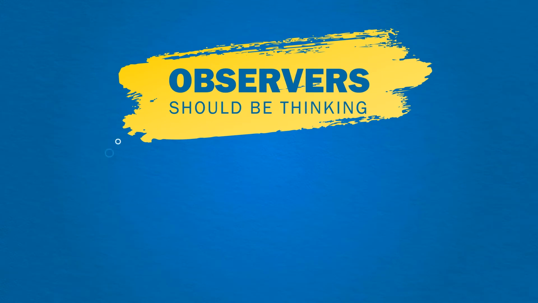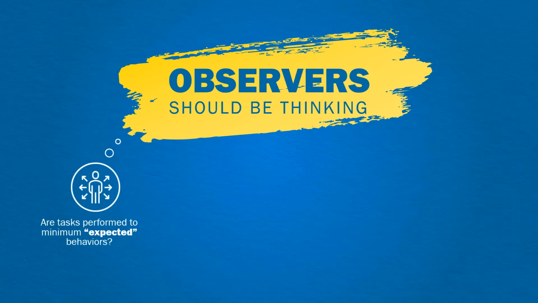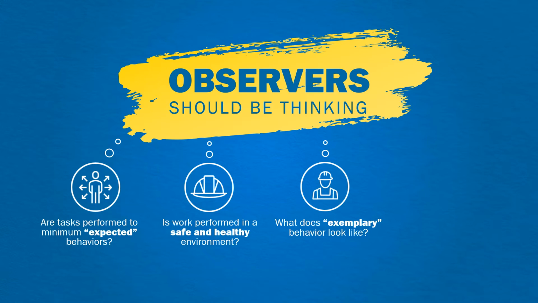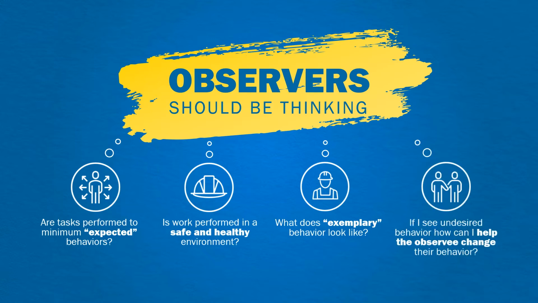When observing tasks and behaviors, observers should be thinking, are tasks performed to minimum expected behaviors? Is work performed in a safe and healthy environment? What does exemplary behavior look like? If I see undesired behavior, how can I help the observee change their behavior?